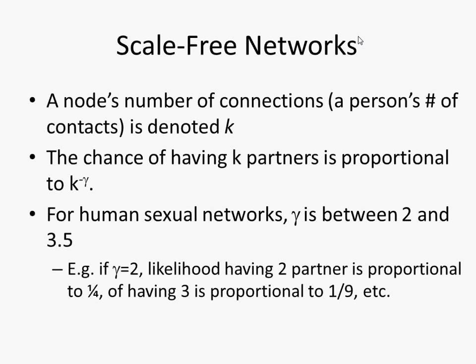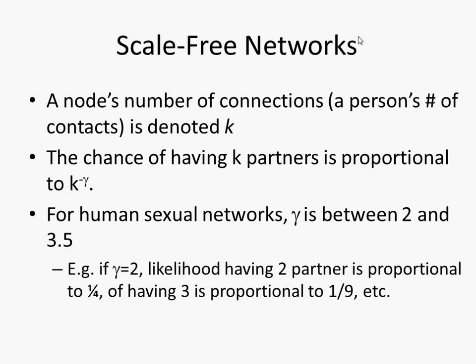But here's an example. If gamma is equal to 2, the likelihood of having 2 partners is proportional to 1/4. Of having 3 partners is proportional to 1/9, etc. It goes down as k rises, to be sure, but it doesn't go down hugely quickly. Right? It doesn't drop exponentially as k rises.